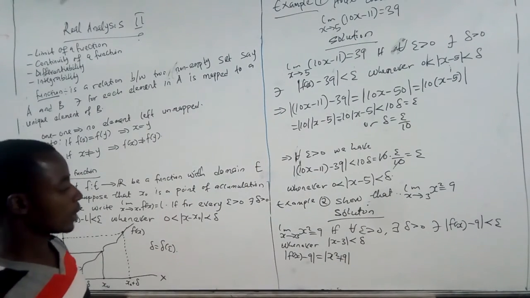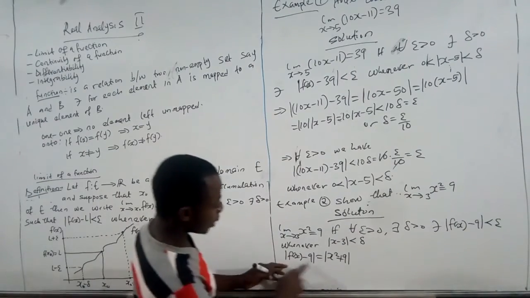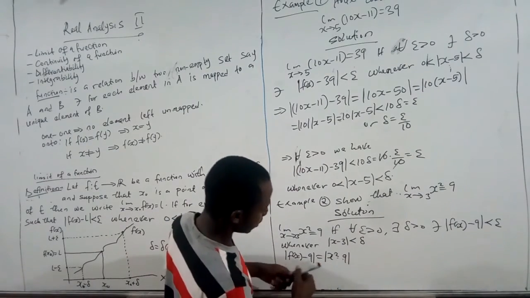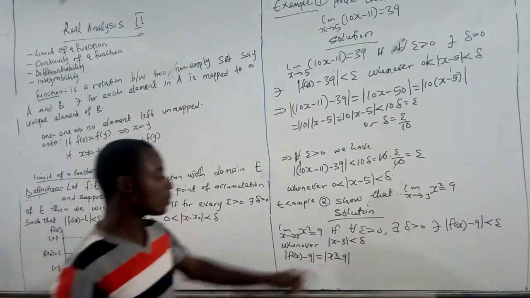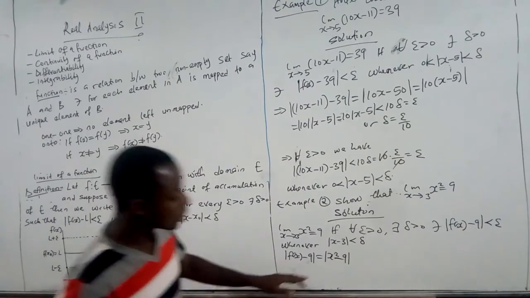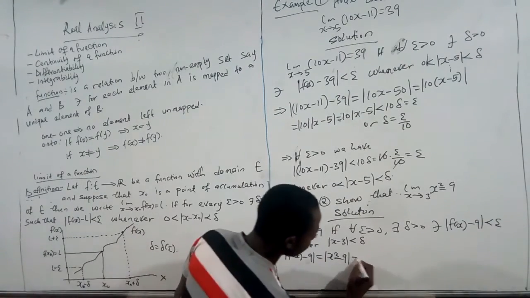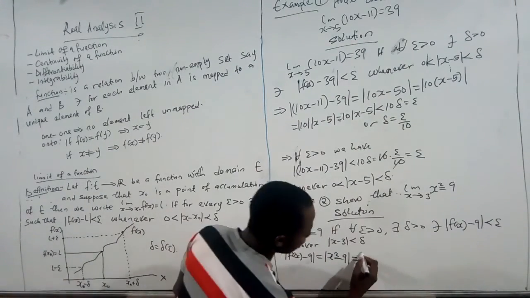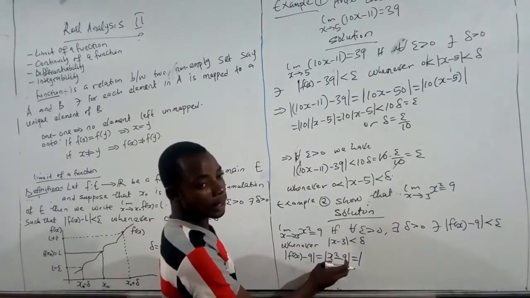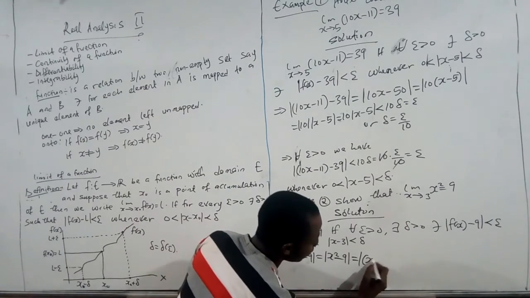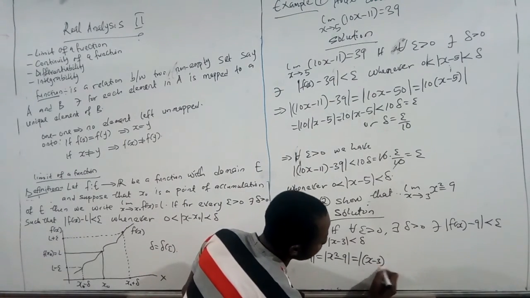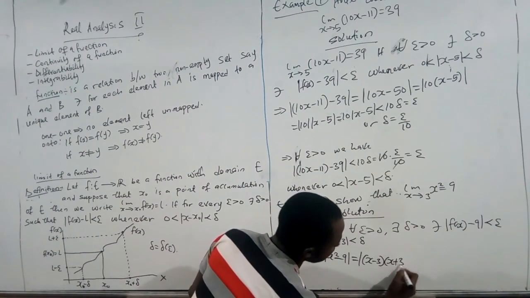X squared plus 9. X squared minus 9. We are having x squared minus 9, and here using difference of two squares, therefore this is equal to, we can write this one as the absolute value of x squared minus 9. We can write it as x minus 3 times x plus 3.